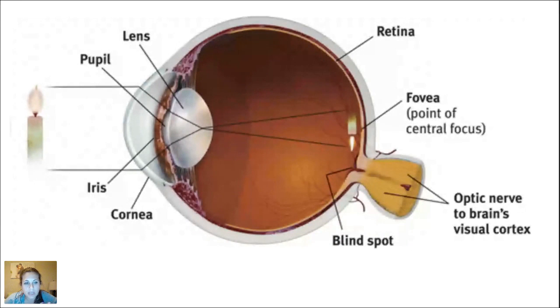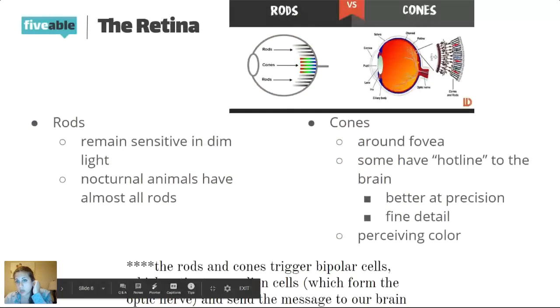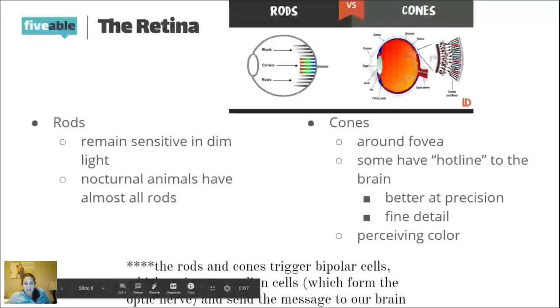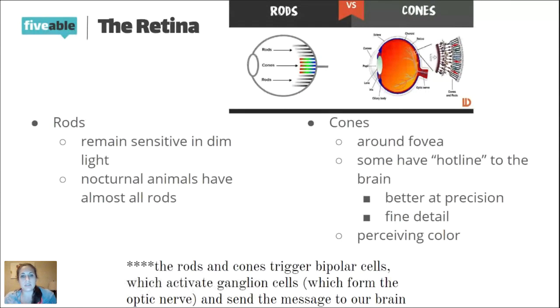Again, being able to just kind of understand how light passes through and focuses is probably the most important part until you actually get into specifically the retina, which we're going to talk a little bit more about right now because that to me is the most important part of the eye. So the retina is made up of two main things that you need to know, rods and cones.